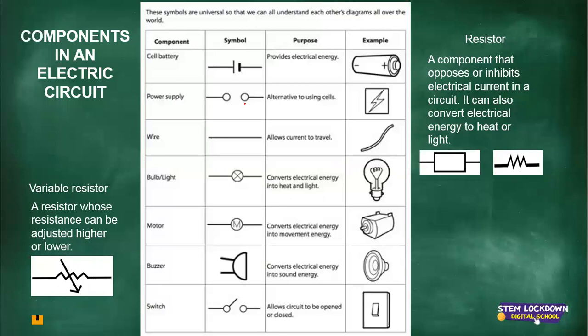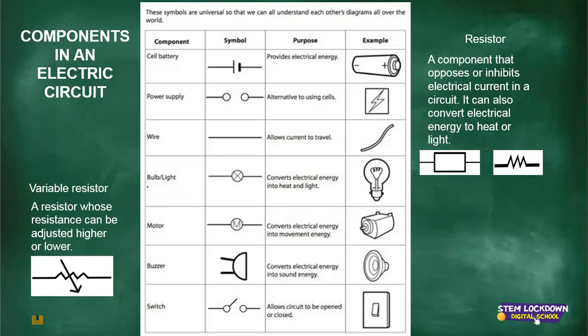So then we have a power supply. This is your symbol. And the purpose of a power supply is that it's an alternative for using cells. So instead of using a cell or a battery, you use a power supply. And then that's how it looks. Okay, then I'll take your question just now, Ratabele. Then we have a wire. So this is the symbol for it, and this is how it looks in real life, and it allows the current to travel.